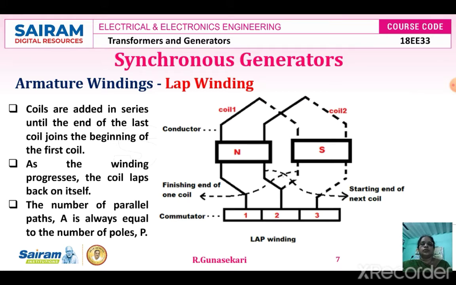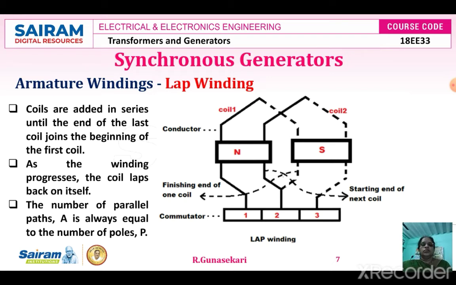Coil 1, coil 2, two coils are there. This is the conductor. Then the finishing end of the one coil is the solid line. Below, the 1, 2, 3 are nothing but the commutator segments. And then this is the starting end of the next coil.